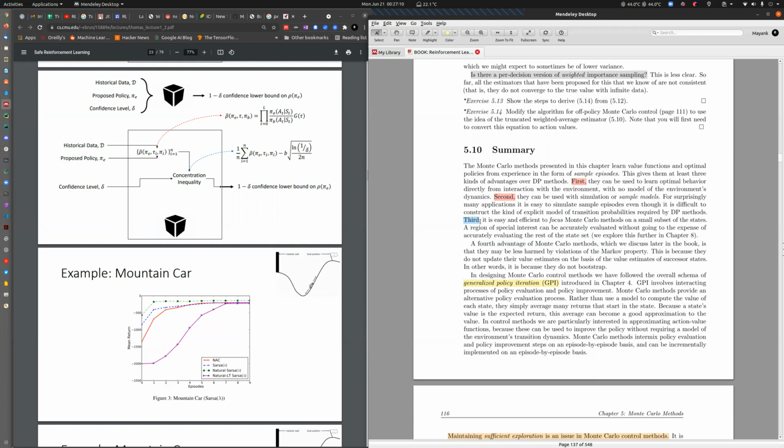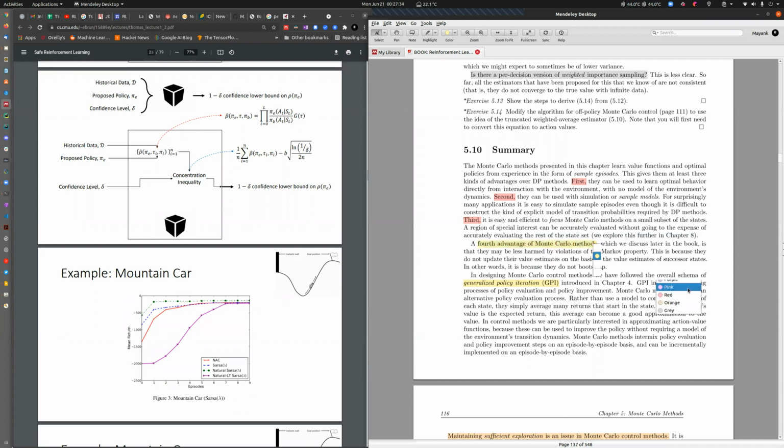Second, they can be used with the simulation. Third, it's easy and efficient to focus on a small subset of states, depending on the criteria, like in the per decision importance sampling ratios. And the fourth advantage is that they may be less harmed by the violations of the Markov property.